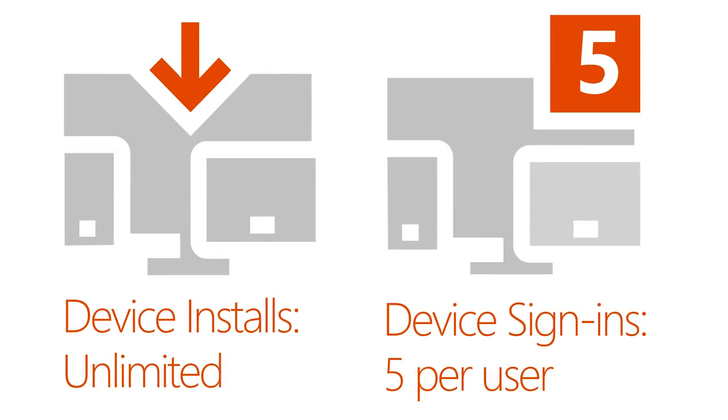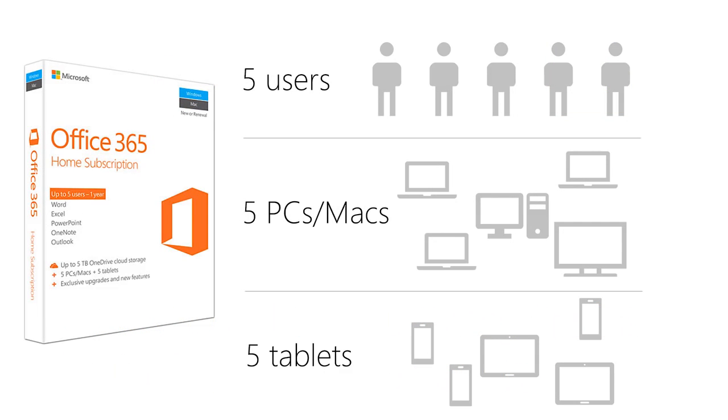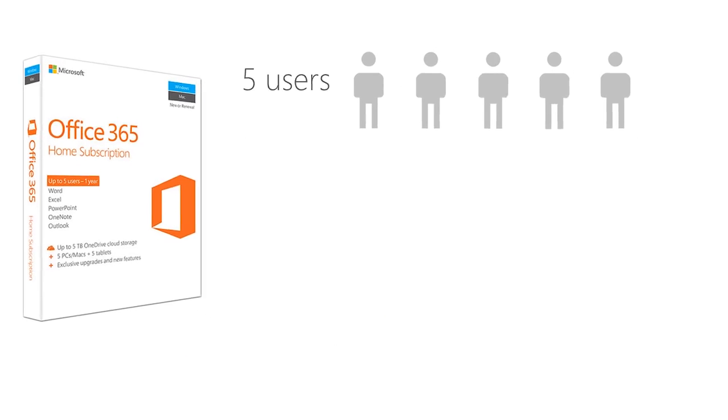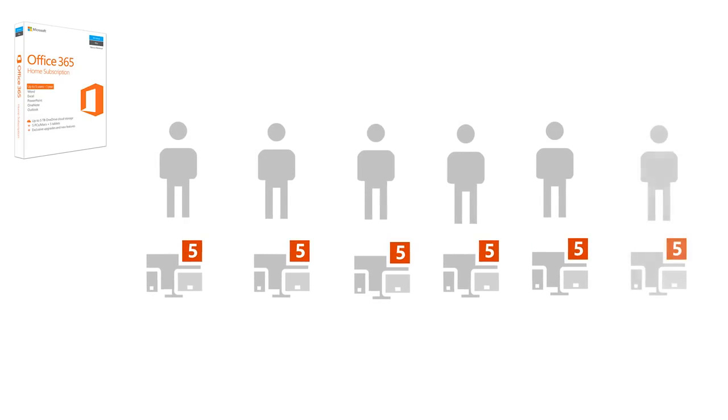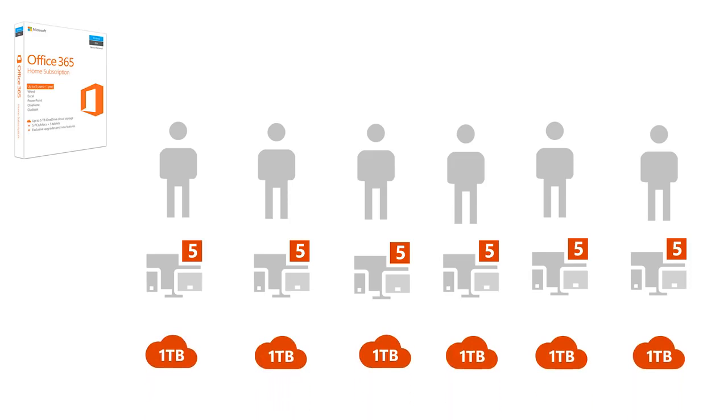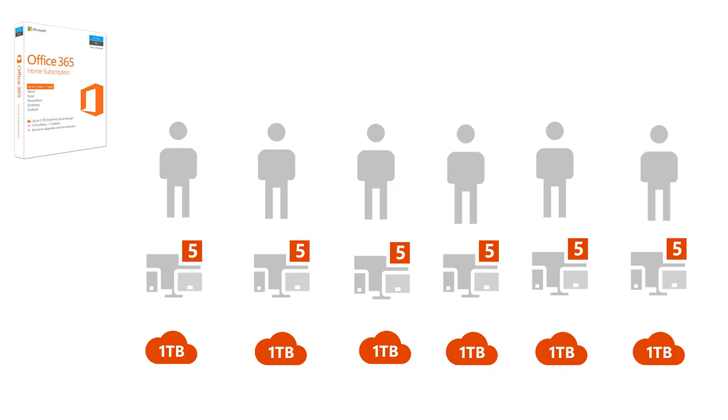As of October 2nd, subscribers can install Office 365 on an unlimited number of devices and be signed into their accounts on up to 5 of those devices at the same time. And for those with bigger families, we're also increasing the number of licenses in a home subscription from 5 to 6 with no change in price. To be clear, that's 6 people with their own Office license and 1 terabyte of OneDrive cloud storage each, for a total of 6 terabytes.